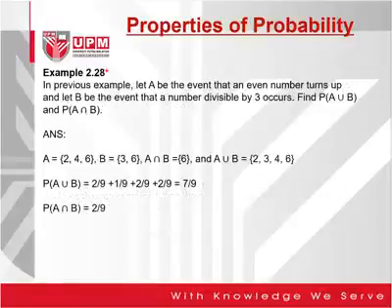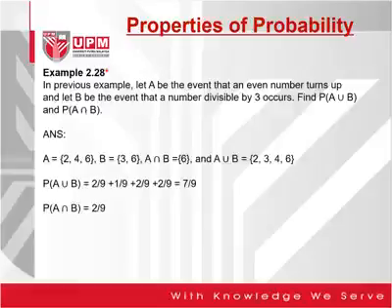Okay, so now we continue and extend the previous example. Let A be the event that an even number turns up, and let B be the event that a number divisible by 3 turns up. So A is the even numbers, and B is when you get 3 or 6.